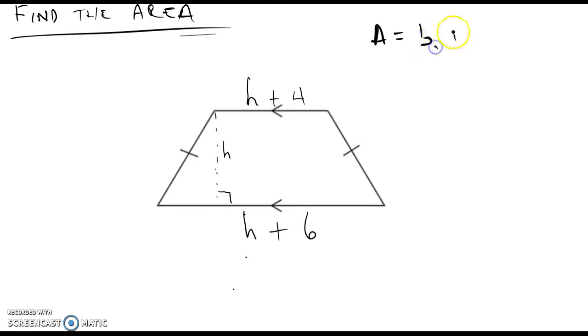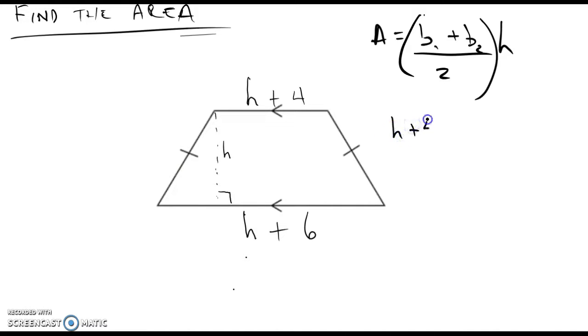You average your bases and you multiply it by the height of your parallelogram, where the height makes a 90-degree angle with the base. So here we have two binomials for the two bases. So I'm going to do h plus 4 plus h plus 6. I'm adding my two bases together, dividing them by 2, and multiplying them by my height. At this point, I'm going to add like terms.